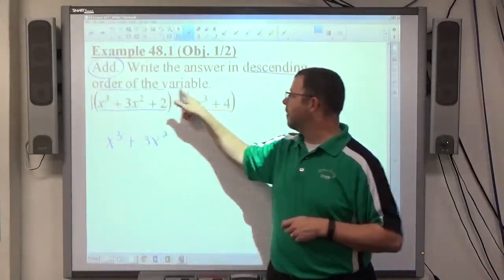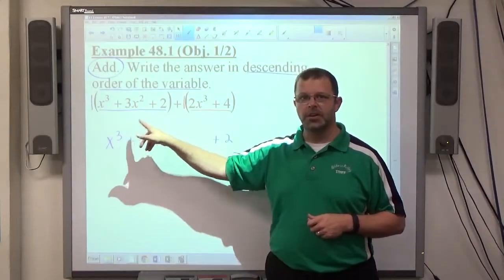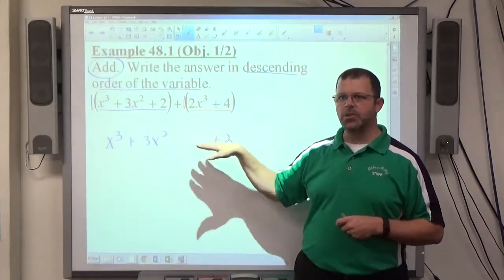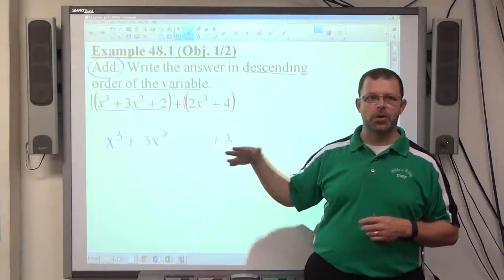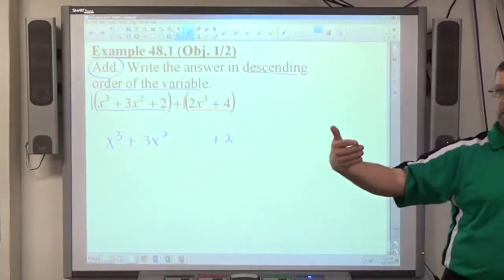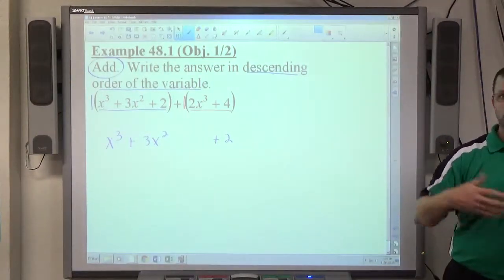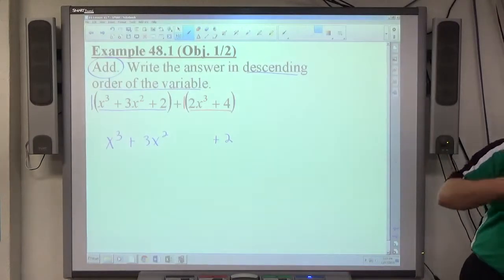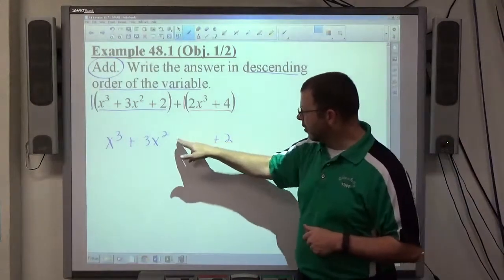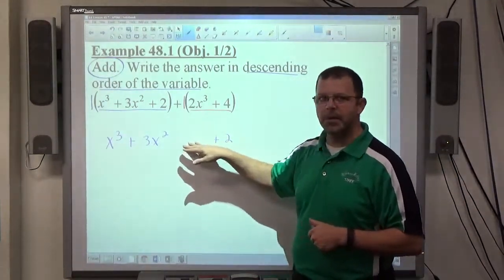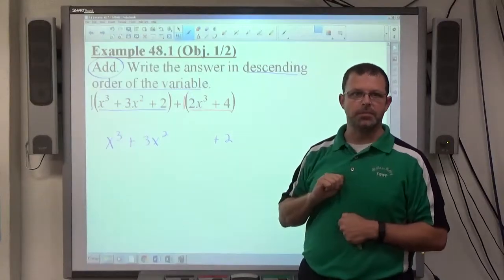What that means is they want the highest power first, next highest power, and so on. They want you to account for missing powers. So whatever the highest power is, in this case 3, every power has to be accounted for. So third power, second power, first power, constant. All right? So since there's no x to the first power, I'm just leaving a gap there in case there's an x to the first power in the second one.